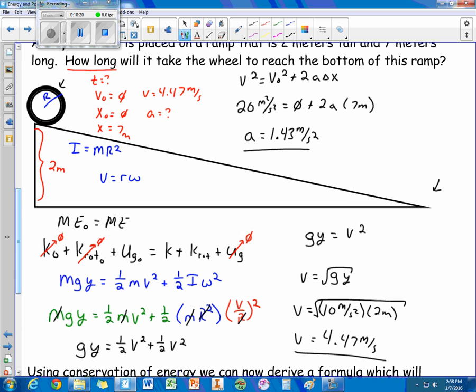And then, to finish it up, to get the time, I can use this expression. And I find that the time it takes is roughly 3.13 seconds.